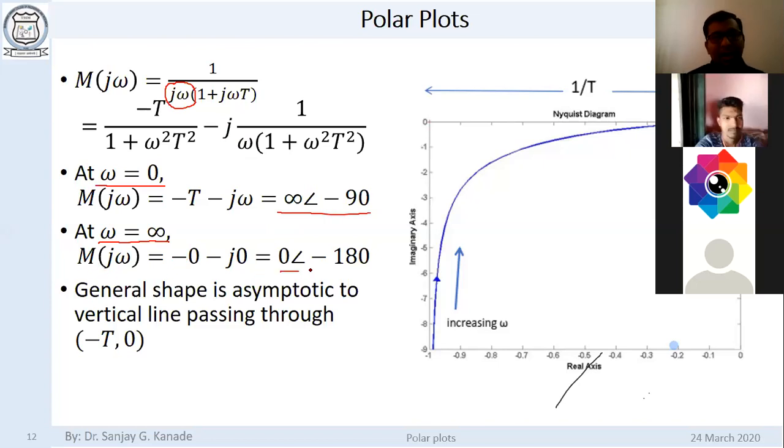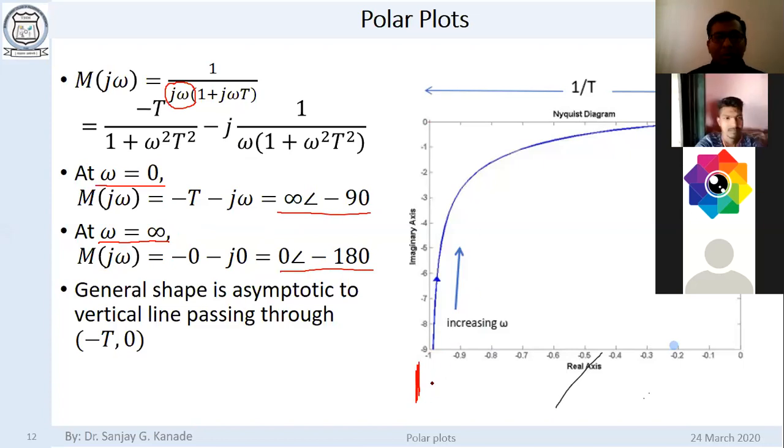Magnitude at 0 and angle as minus 180. Okay. So this is how we have plotted that. If you can see, omega equal to 0 means in this direction here. We start from omega equal to 0 and omega is increasing in this direction. You can see the arrow here.